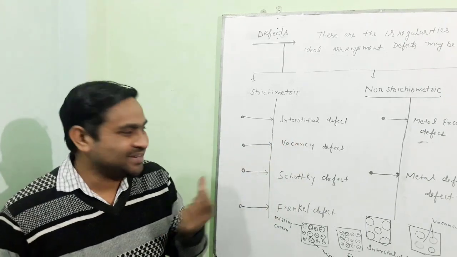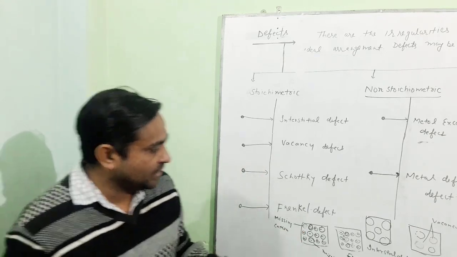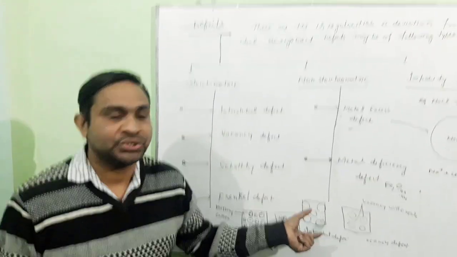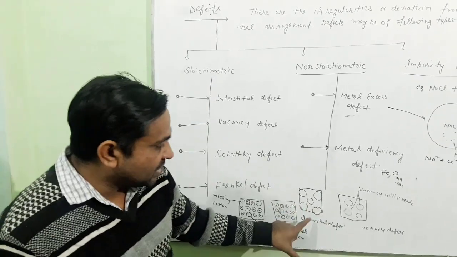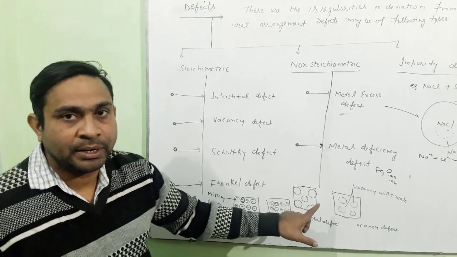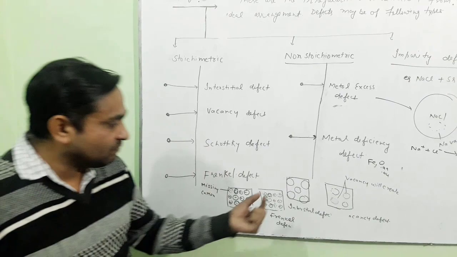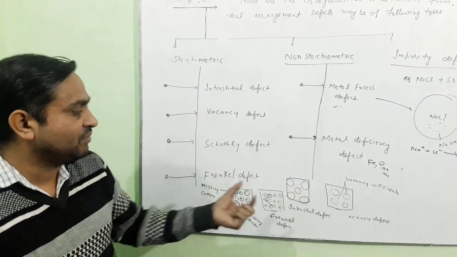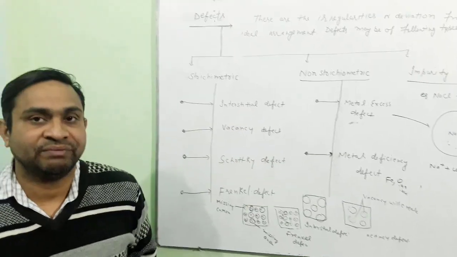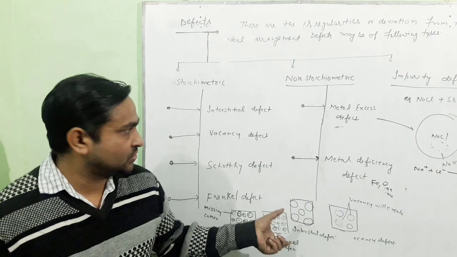Interstitial defect. This type of defect is found in covalent compounds. With the help of this diagram, we can understand what an interstitial defect is. In this diagram we can see four constituent particles, and when one extra constituent particle is present in the interstitial site, this type of defect is known as the interstitial defect. Here the density will increase.